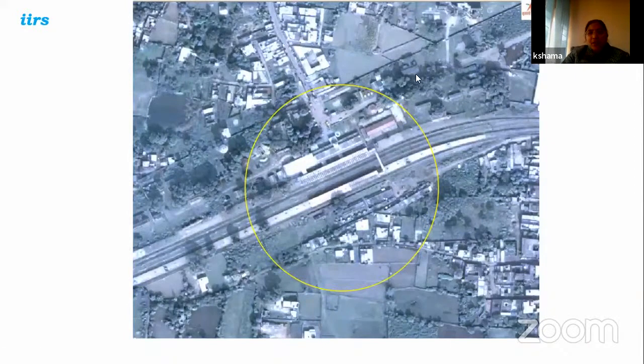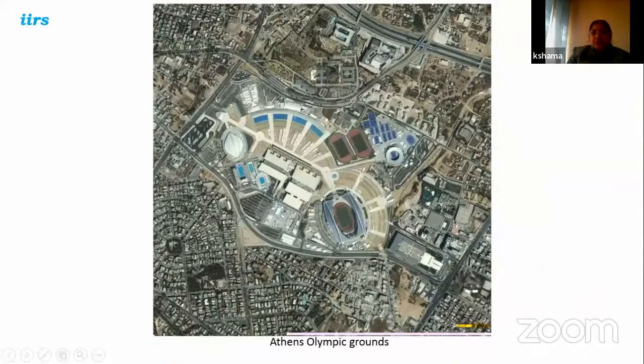Here, this is an example of a railway station and how we can identify the railway line because of its large turning radius as compared to the road. You can see that the turning radius is quite large and this building is associated with the railway track. So we can easily identify this is a railway station area.